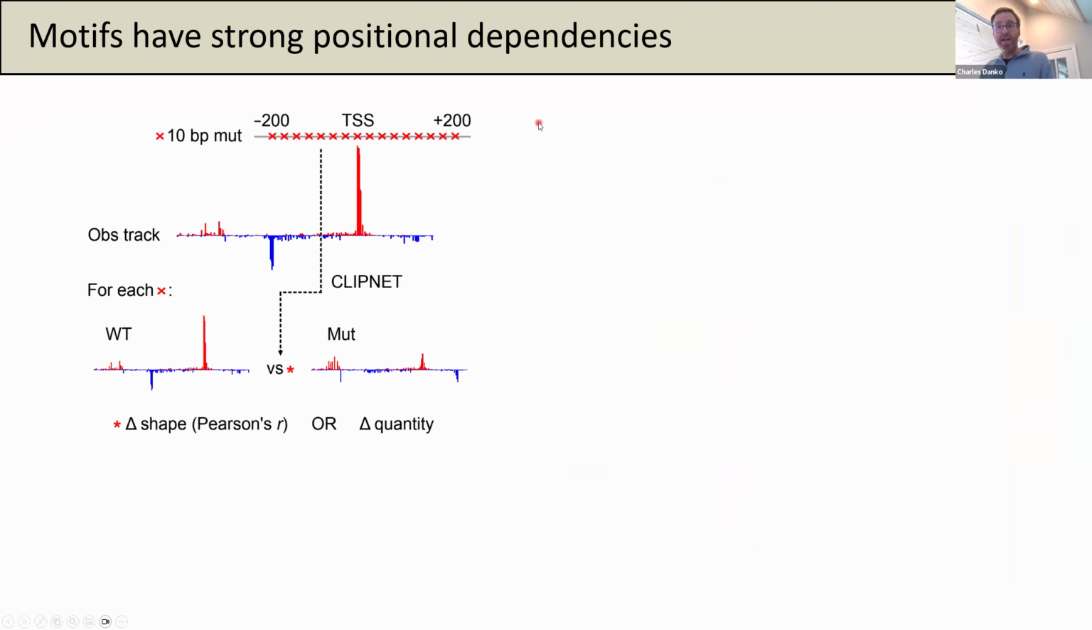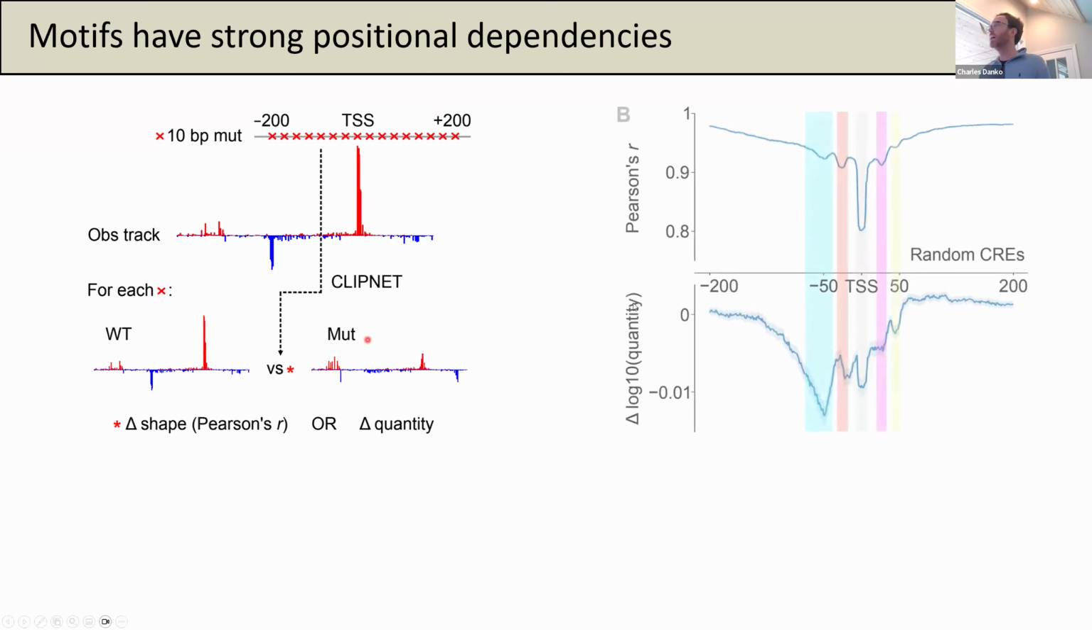These motifs we do find have a strong positional dependence with one another. So the way that Adam approached this is he would delete 10 base pair regions by shuffling the sequence of that 10 base pairs and observe the effect of that 10 base pair sequence disruption between the wild type and the mutant predictions. And what he found is that there's roughly 5 different positions that are really important and play differential roles in either the profile on the top or the quantity of transcription on the bottom.